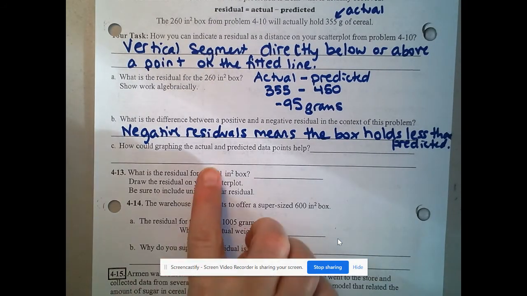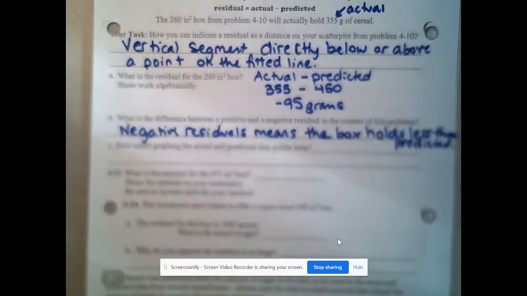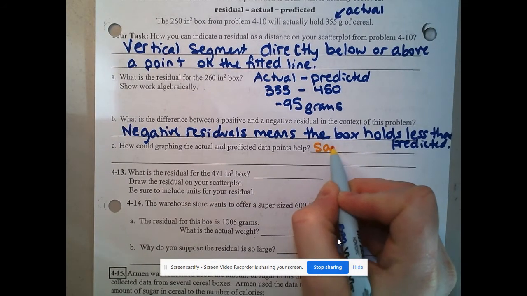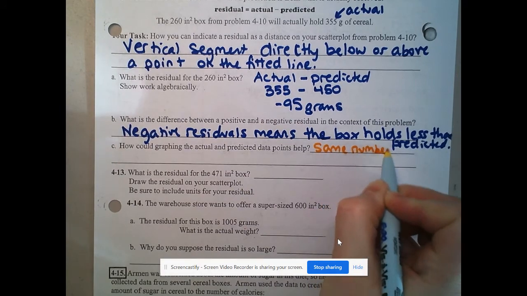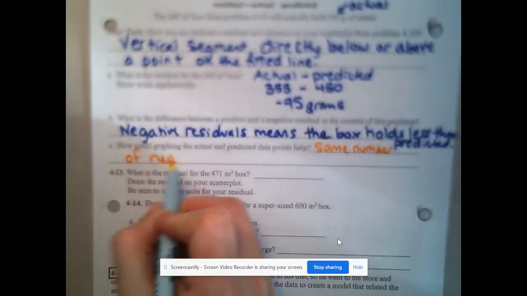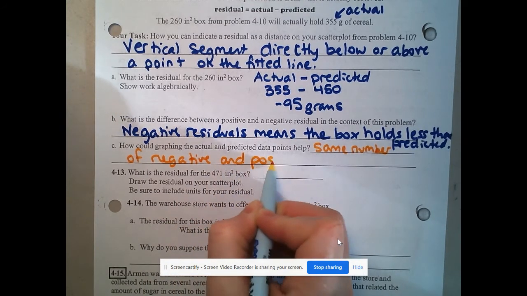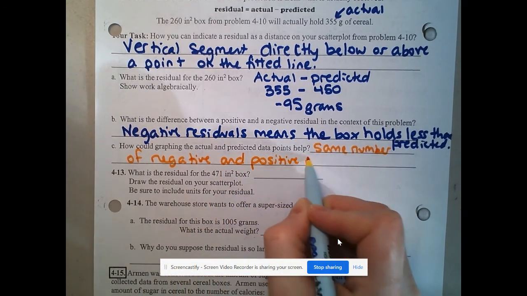So how could graphing the actual and predicted data points help? We should find that we have the same number of negative and positive residuals.